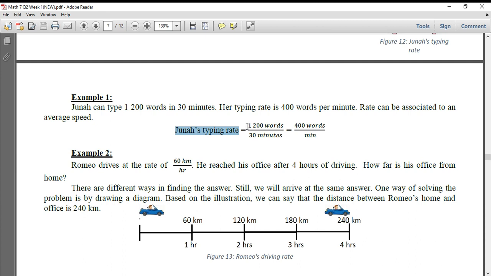So 1,200 words in 30 minutes. Okay? So in simplest form, so it's 40 words per minute. Okay? So pag sinimplify natin, nakaka-40 words siya sa isang minuto sa pagta-type. Okay? So mabilis. Ayan, no? So yun yung speed niya, average speed, or kung tawagin natin, yun yung rate niya.